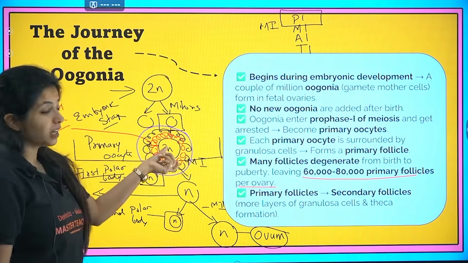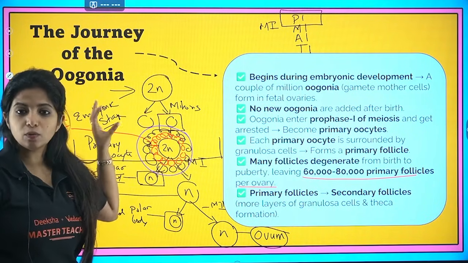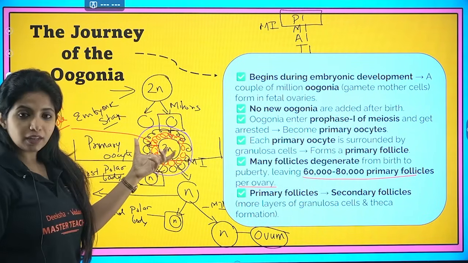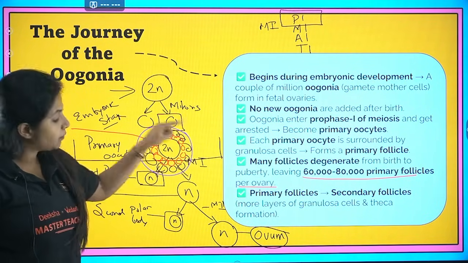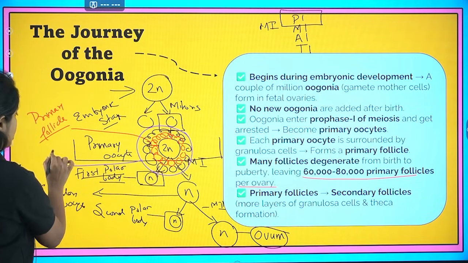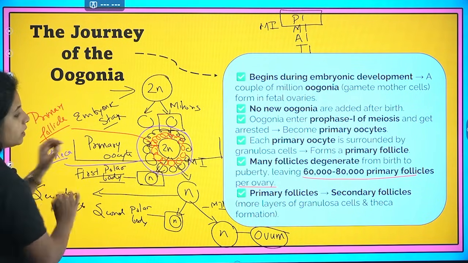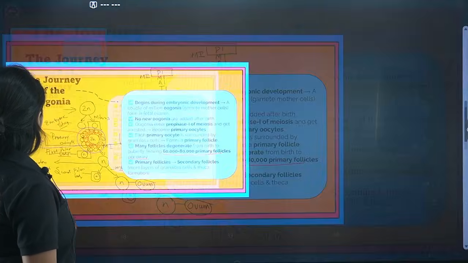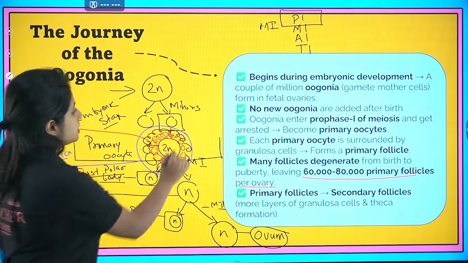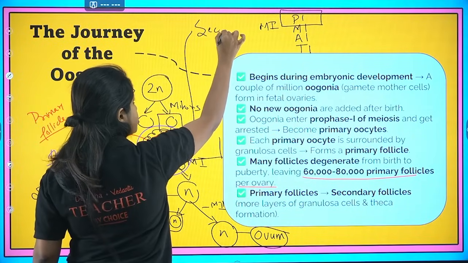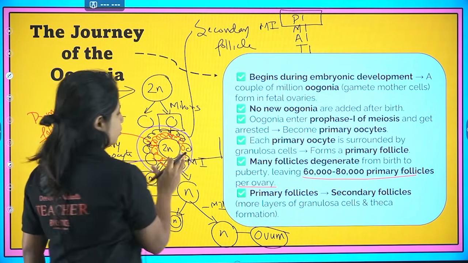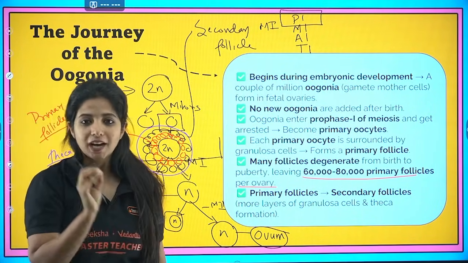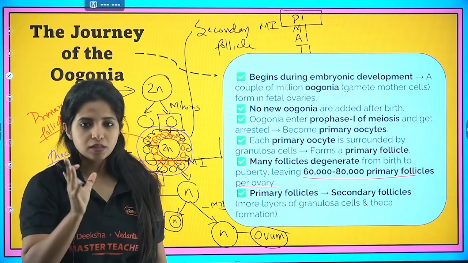So the primary follicle, which has the primary oocyte, was first. Now some more granulosa cells came and attached, and one more theca layer came into action. And now, my dear children, what will I call this structure? I will call this the secondary follicle. So you should understand, nothing inside is changing, only the outside portion is changing. Inside you still have the primary oocyte, which is stuck in prophase 1.